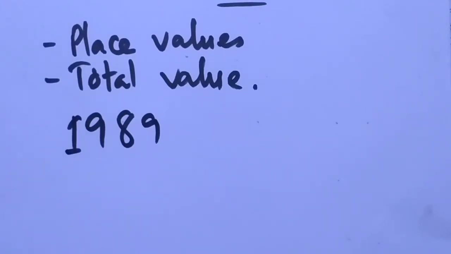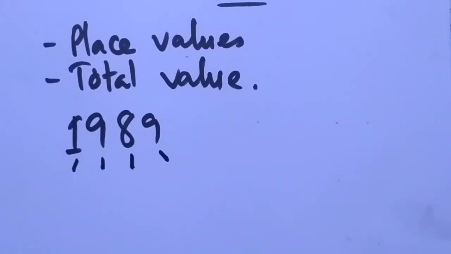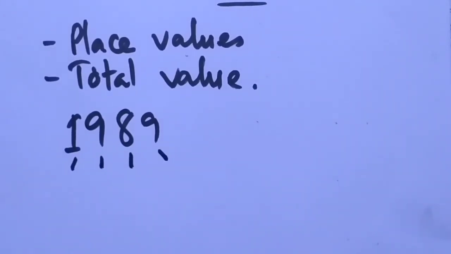So for this number, each digit has its own place value or its own position. Kwa hiyo kwenye hii namba, kila tarakimu, yani digit, ina sehemu yake iliyokaa. Kwa mfano huyu moja ana sehemu yake, 9 ana sehemu yake, 8 ana sehemu yake, na 9 ana sehemu yake. So every digit has its own position in a number. Tarakimu zinaweza kukaa kwenye position mbalimbali. They can be in different positions.